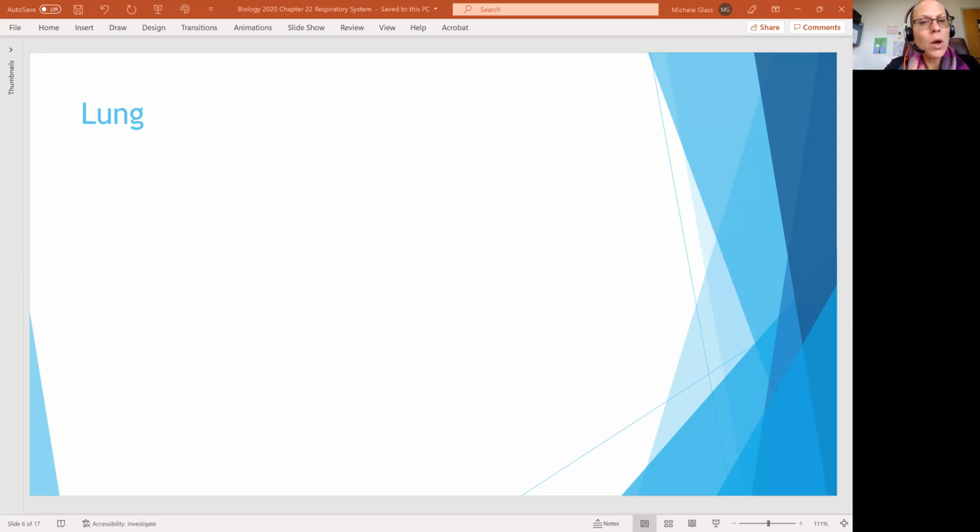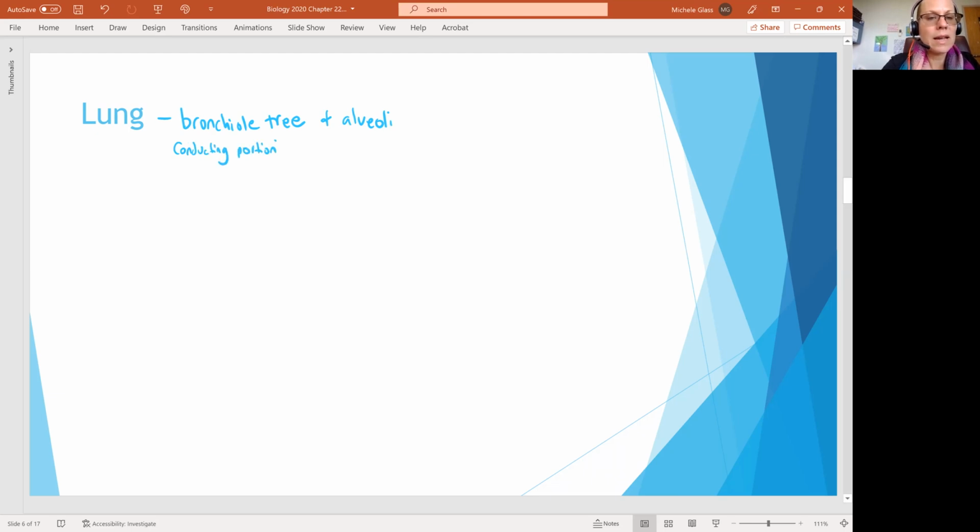When we talk about the lung, we're going to see that it's going to consist basically of the bronchial tree. So when we talk about bronchial tree, we're talking about left and right main bronchi, the lobar bronchi, segmental bronchi, bronchioles, leading to that respiratory bronchiole and the alveoli. So it has some conducting portion and it has some respiratory portion.